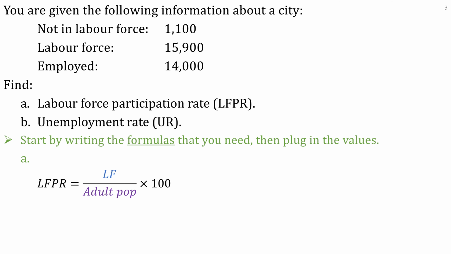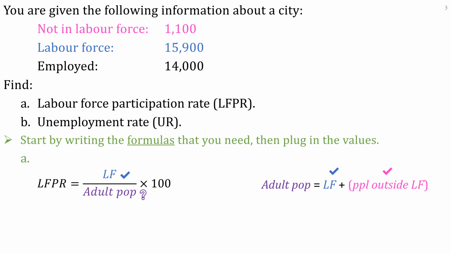So the formula for that is just the labor force divided by the adult population. We're given the labor force, okay, it's 15,900. We don't know the adult population. There is a formula for calculating that. The adult population is just the labor force plus everybody outside of the labor force. So we have the labor force, we have the number of people not in the labor force. If we just add those numbers in, we'll get the adult population.